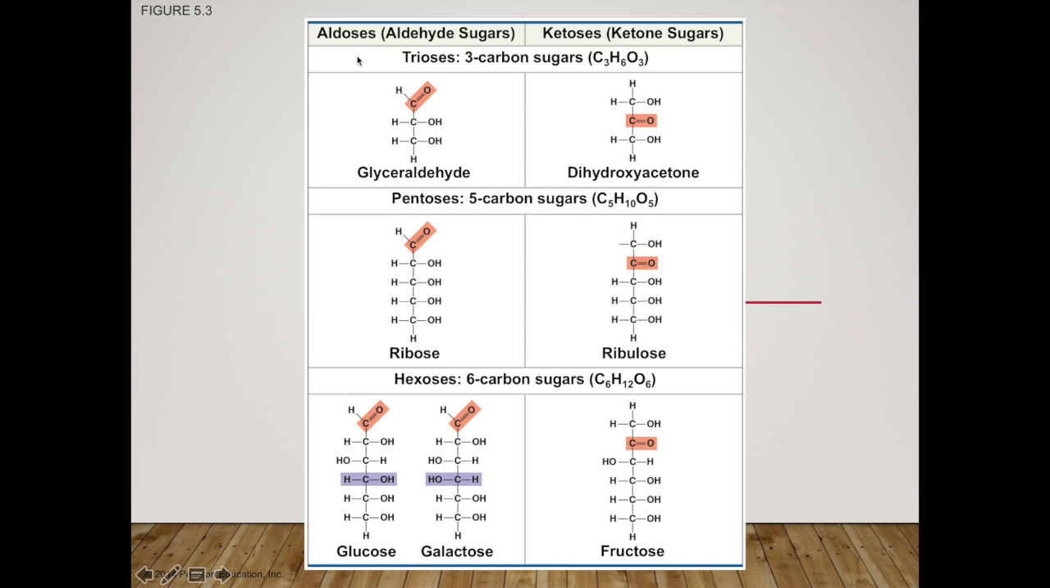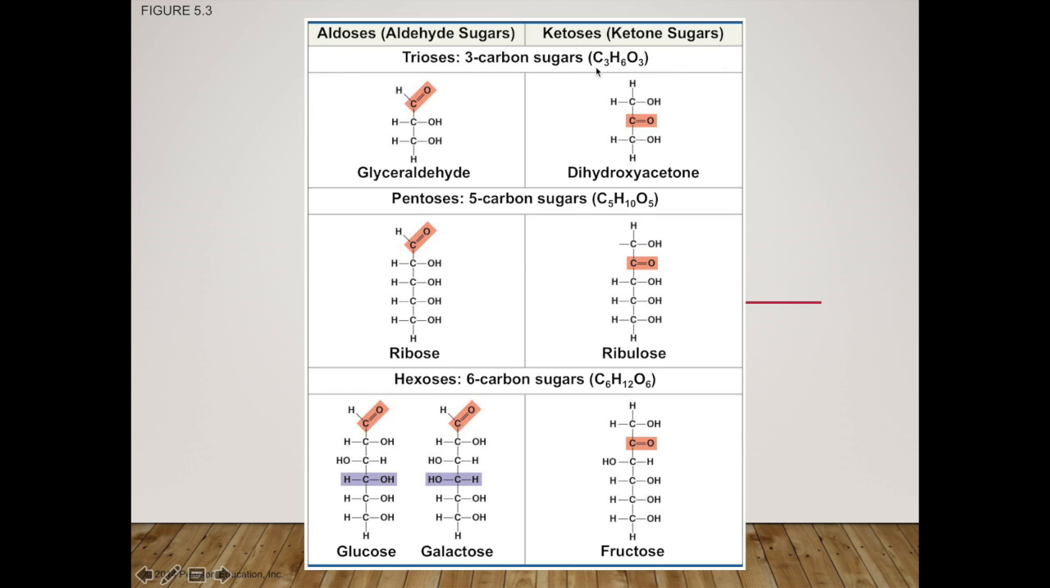Here are 3 carbon sugars, or trioses. OSE, like glucose, pentose, hexose, ribose, ribulose. Maybe you're detecting a pattern there. And the pattern is that OSE also tells you that that named chemical has a carbohydrate in it. So saccharose means carbohydrate. OSE means carbohydrate. So pentose means 5 carbon sugar. Hexose means 6 carbon sugar.